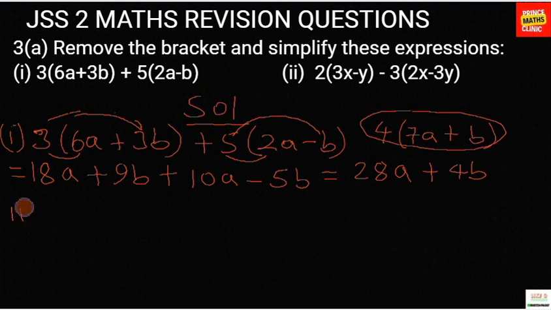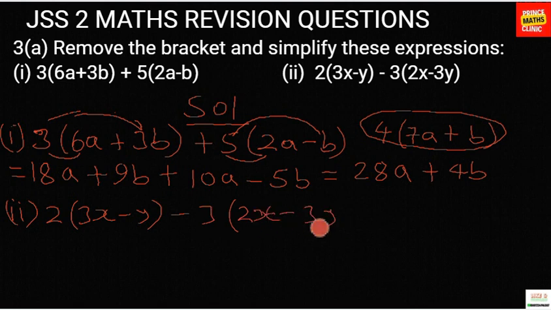So the second one says what? 2, open brackets, 3x minus y, minus 3, open brackets, 2x minus 3y. Good. Let me write this very well. Good. So we have it as 2(3x minus y) minus 3(2x minus 3y).